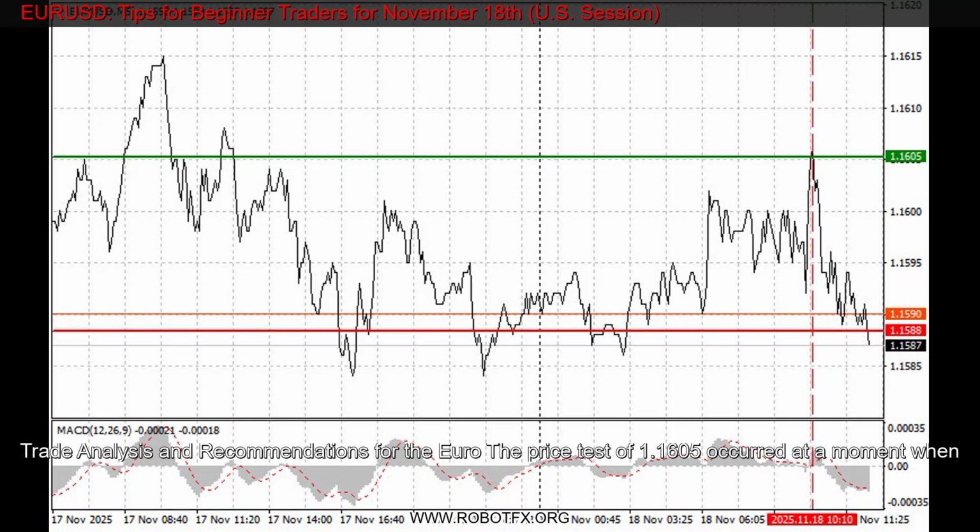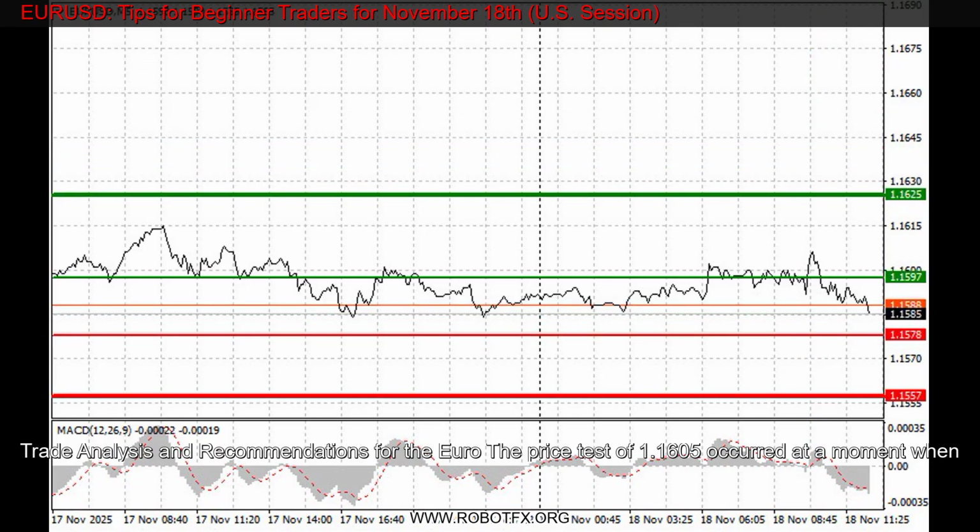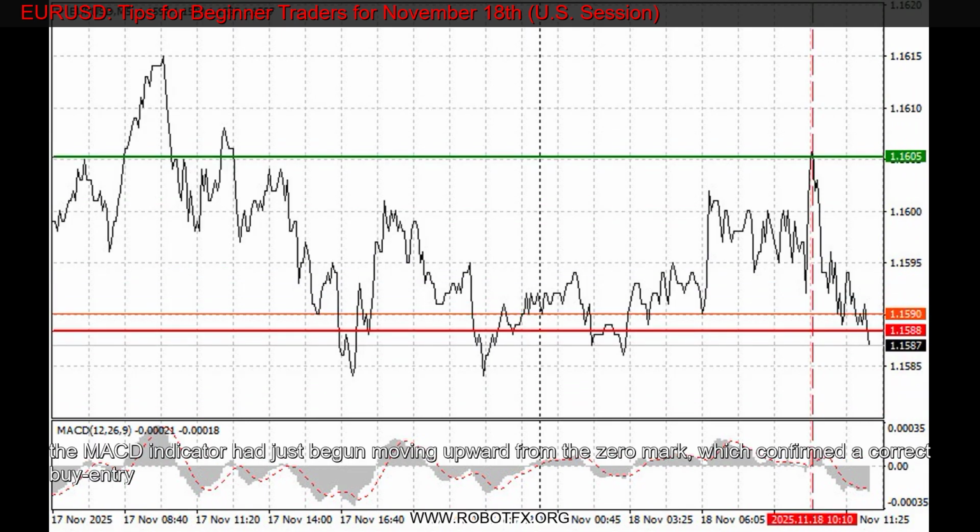Trade analysis and recommendations for the euro. The price test of 1.1605 occurred at a moment when the MACD indicator had just begun moving upward from the zero mark, which confirmed a correct buy entry point for the euro. However, the trade resulted in losses as the eurozone ultimately failed to show any upward movement.